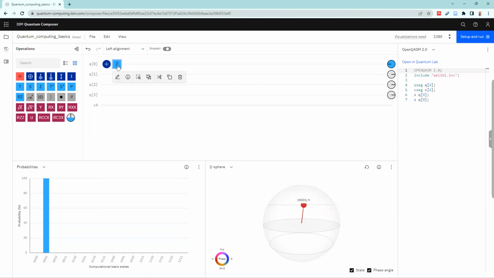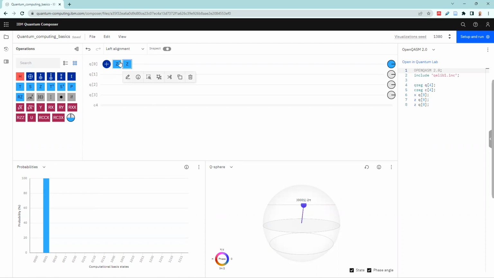And if I delete this, if I delete Z, then it comes back to no phase. Also, if I keep the Z gate twice, it also cancels the effect, right? Because now Z and Z apply a phase of 2 pi. So the first Z applies a phase of pi, and the second Z applies a phase of pi.